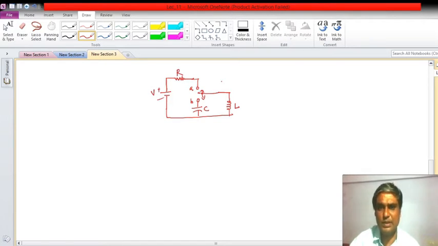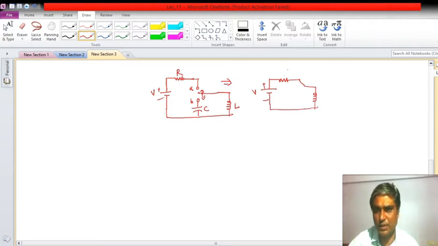So if this is the case, what will be the steady state? The steady state behavior will be like this: resistance, and it will connect to your inductor. Fine, V, R, and this is L. So what will be the current? Your current I of 0 negative. Let me find out what will be I of 0 negative, which is the condition before the switch moves to point B.